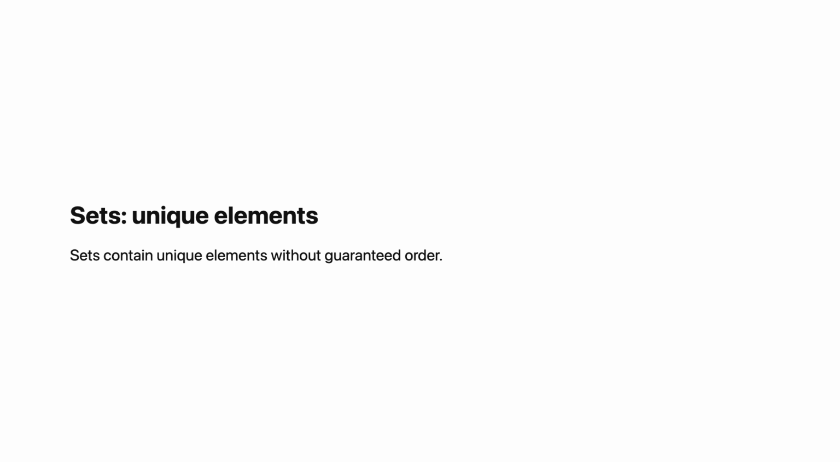A map associates keys with values. It is also called a dictionary or associative array. Each key maps to exactly one value. Keys must be unique. Values can repeat. Consider Alice maps to 30, Bob maps to 25, Charlie maps to 35. This map associates names with ages. Given a name, the key, you can look up the age, the value.